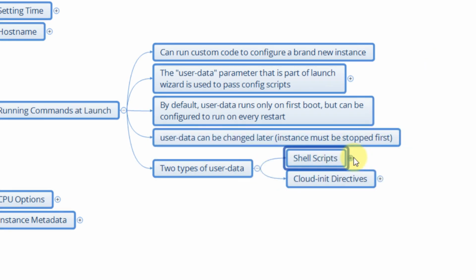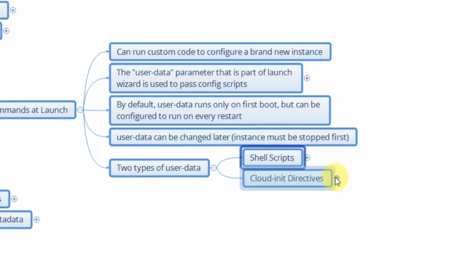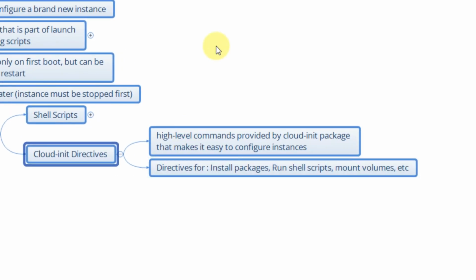There are two types of user data. You can have shell scripts in it. Note that these shell scripts are run as the root user. Or you can have cloud-init directives. Now, cloud-init is a package provided by AWS, which contains high-level commands, and these commands make it really easy to configure instances. You have a variety of directives for common configuration functionality, such as installing packages, updating packages, running shell scripts, mounting volumes, etc.